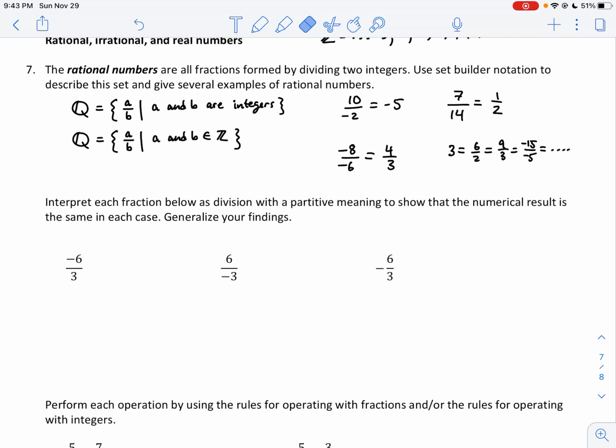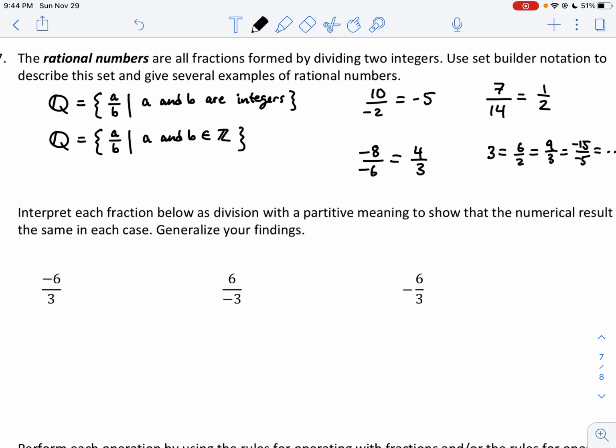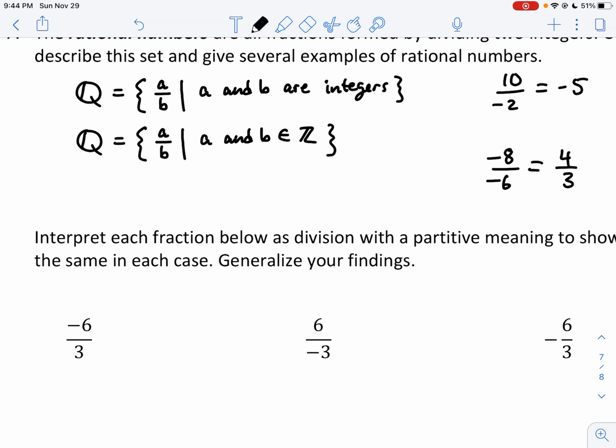But if you take any two integers and divide them, you create what's called a rational number. The only stipulation is that b can't be 0. So this is probably something we should mention up here in our set builder notation, because to divide by 0 is not possible. So we should specify that b can't be 0.